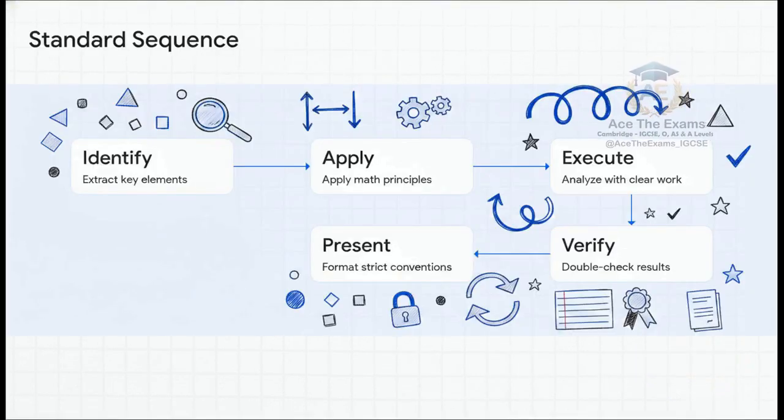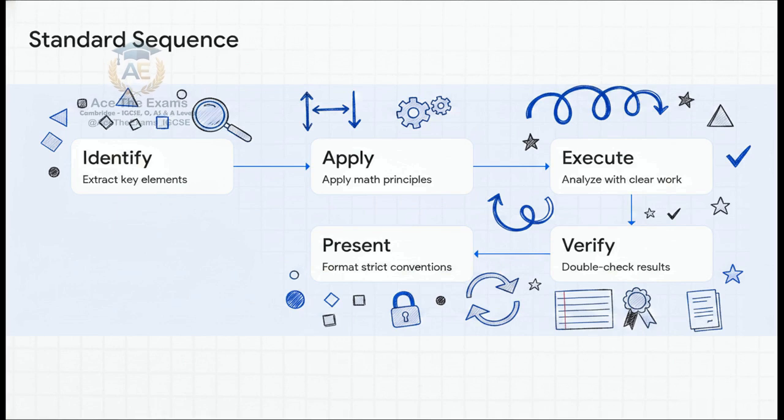All right, so once you have that PEAL mindset locked in, you need to apply it using a highly standardized sequence for systematic processing. Think of this as your literal step-by-step instruction manual for every question. Step 1, identify the key elements from the complex diagram. Don't just glance at it, really pull it apart. Step 2, apply the relevant principles, which usually means resolving your forces horizontally and vertically. Step 3, execute the analysis with incredibly clear working and proper mathematical notation. Listen to me. This is exactly where your method marks live. If you hide your working, you lose these marks.